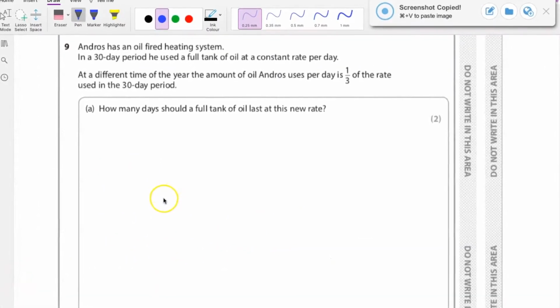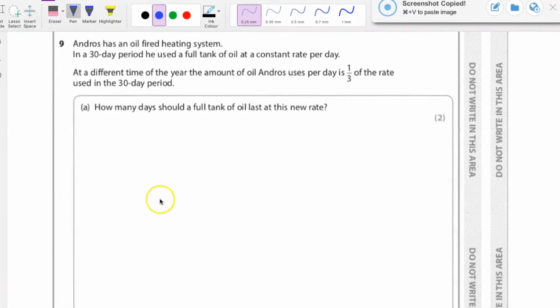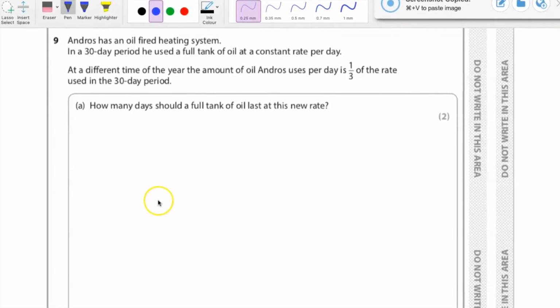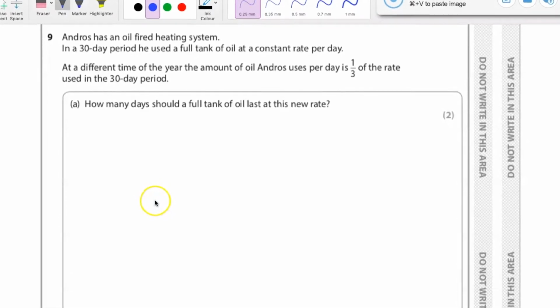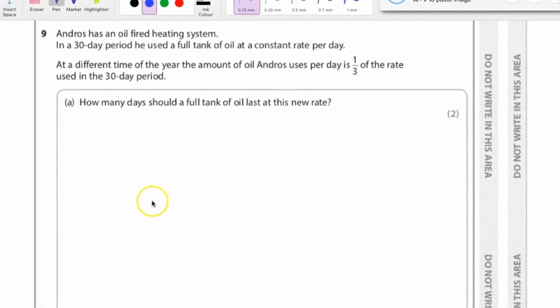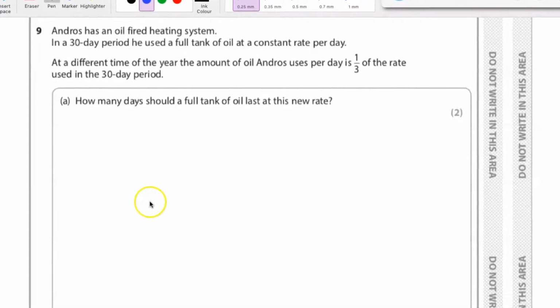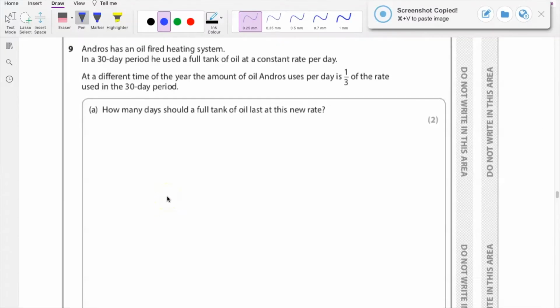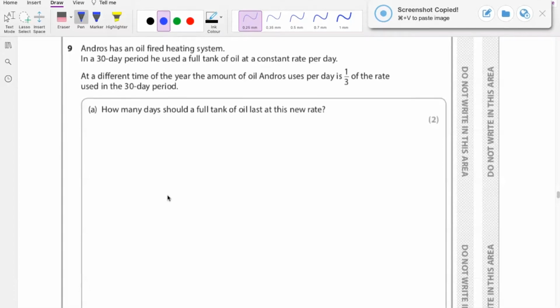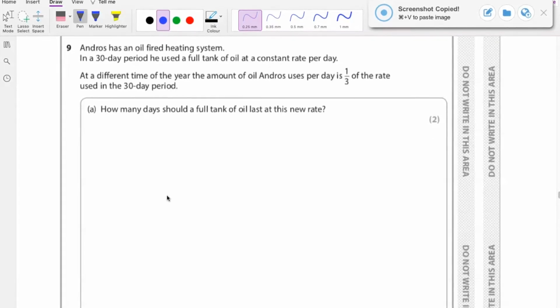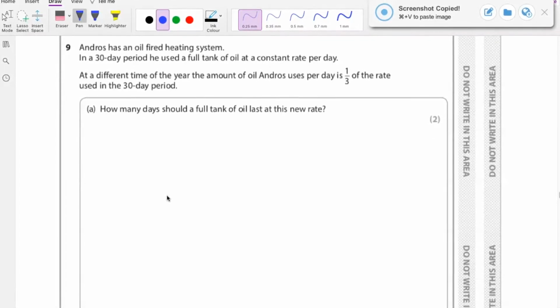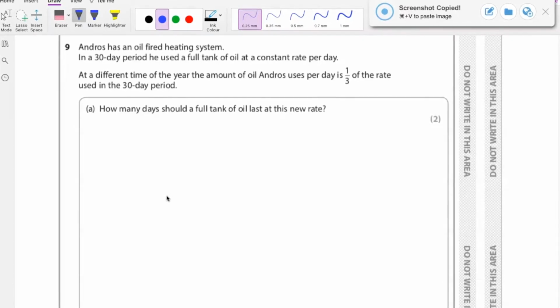Question 9. Andros has an oil-fired heating system. In a 30-day period, he used a full tank of oil at a constant rate per day. At a different time of the year, the amount of oil Andros uses per day is a third of the rate used in the 30 days period. How many days should a full tank of oil last at this new rate?